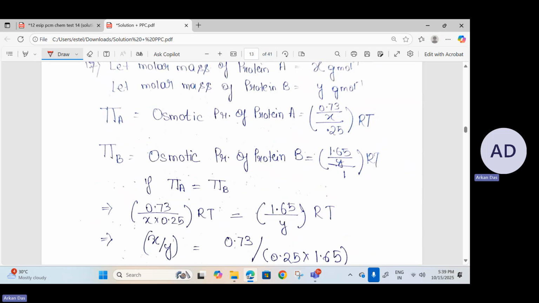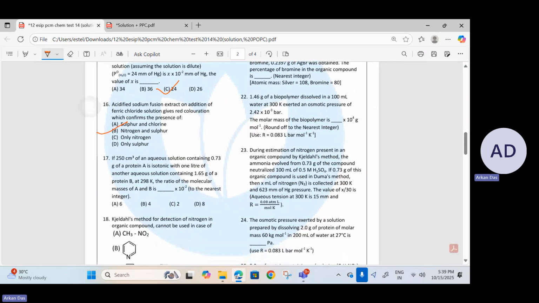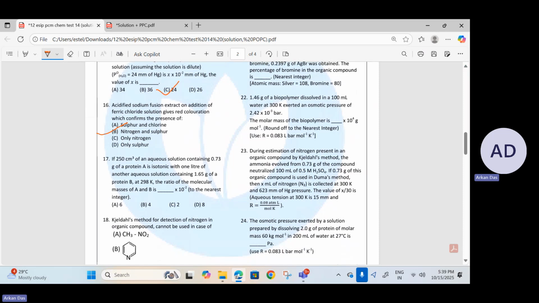Next question asks you the fact that if 250 centimeter cube of an aqueous solution containing 0.73 gram of a protein A is isotonic with 1 liter of another aqueous solution containing 1.65 gram of protein B at 298 Kelvin, the ratio of their molecular mass of A and B is. So they are asking what will be the ratio of the molecular mass of A and B.